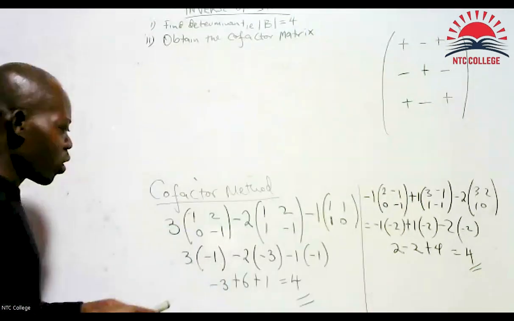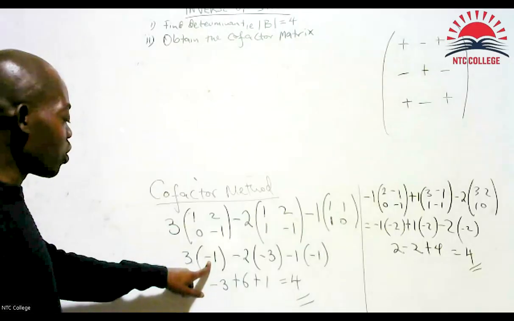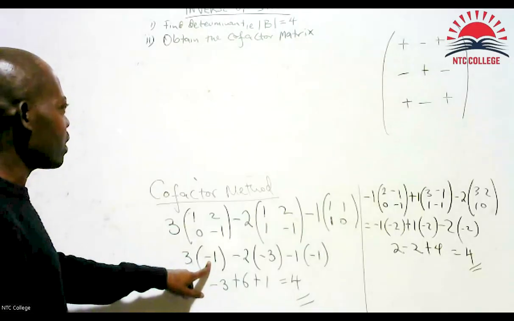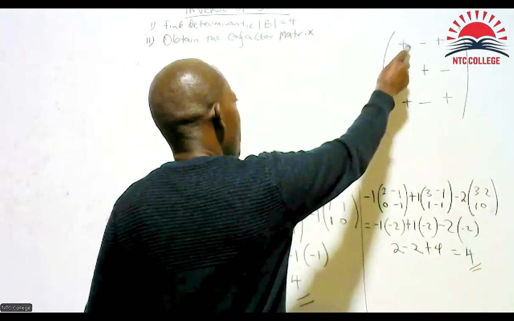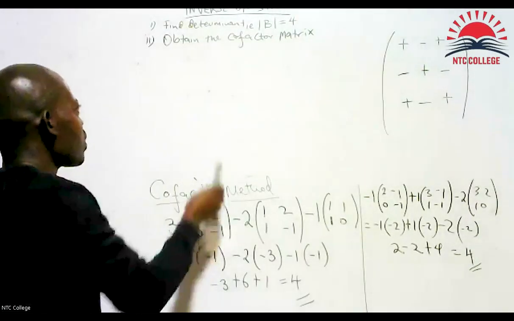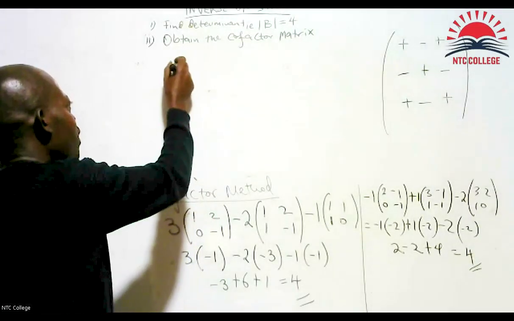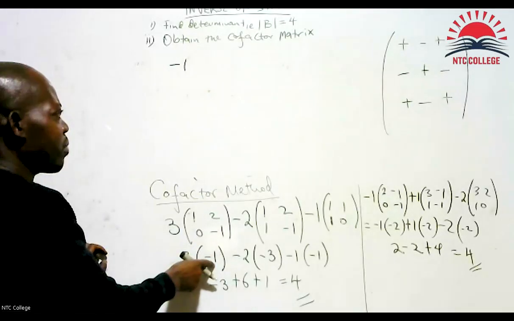So the first row, I will pick this one here, the way we obtained it. You know how we arrived at -1. And because the sign is plus, a positive sign cannot change a negative sign. So the first element of the cofactor would remain -1, being this element here.